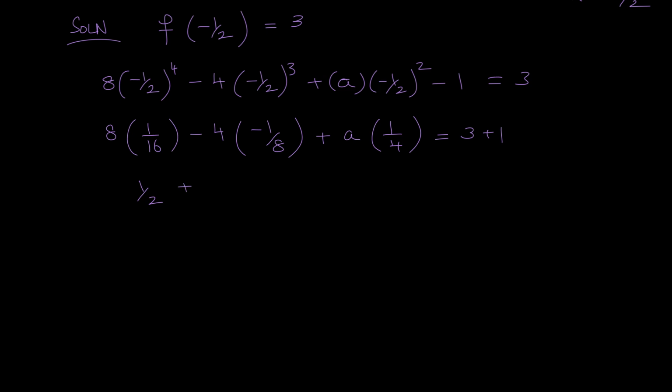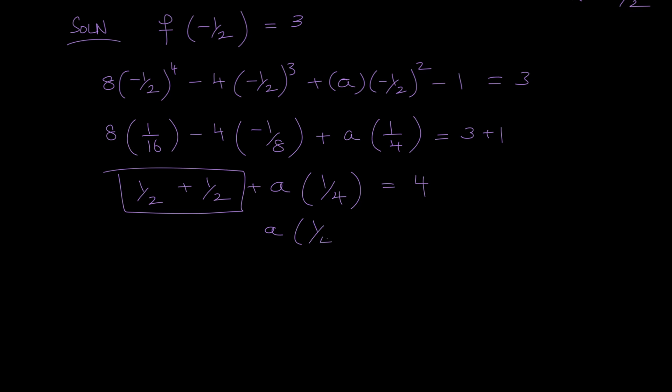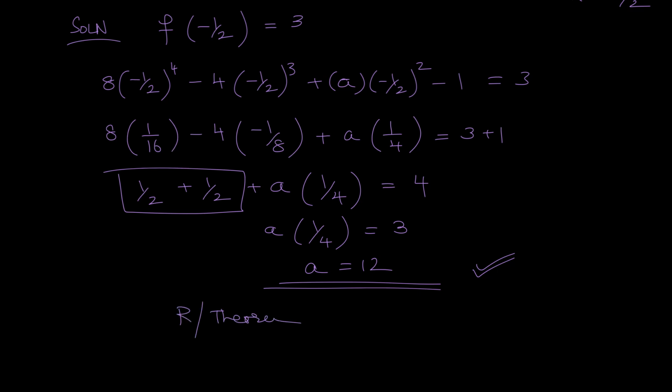So this is half. This is also positive half, plus a multiplied with 1/4 equals 4. Half plus half equals 1. So therefore a into 1/4 comes out to be 4 minus 1, which is 3. Therefore a comes out to be 12. So without using a calculator, we solved for the value of a using the concept of the remainder theorem.